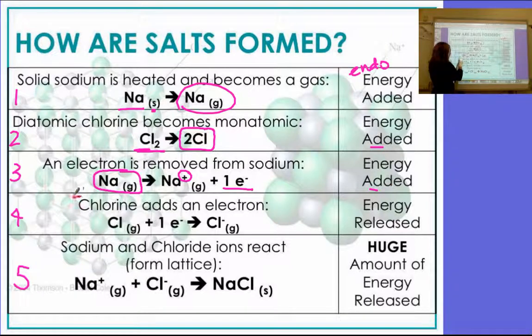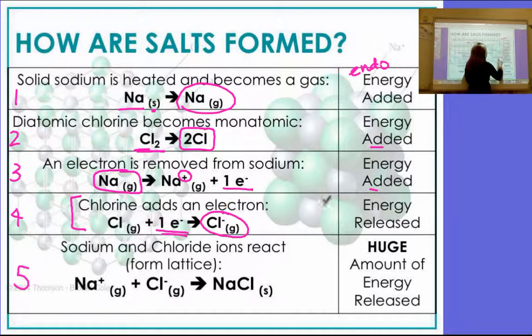Here's where it really happens. When chlorine sees that extra electron, it wants it really bad because it has 7. So if it gains that 1 electron, it's finally stable. So energy is finally released, exothermic right here. Our first 3 steps had to be endothermic. We had to put energy in to get up until this point. When neutral chlorine sees that electron, it's going to snag it, and that's part of our exothermic process.